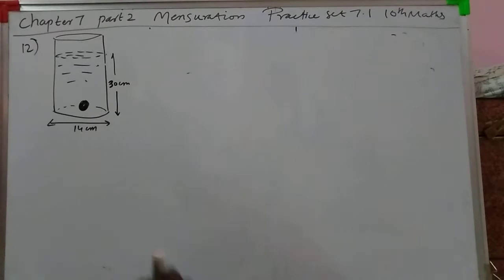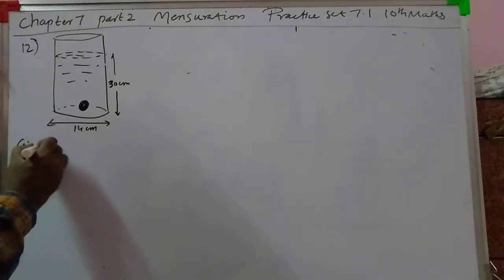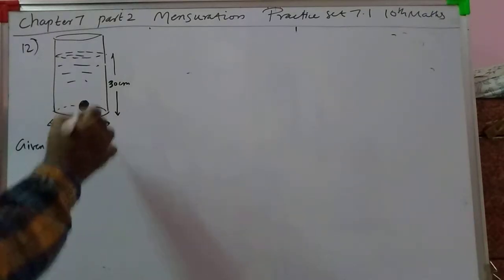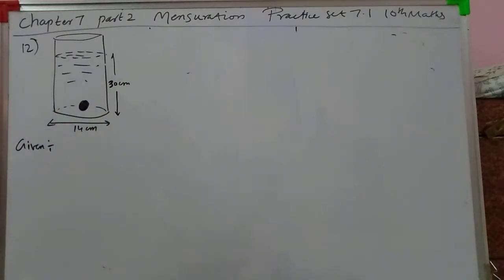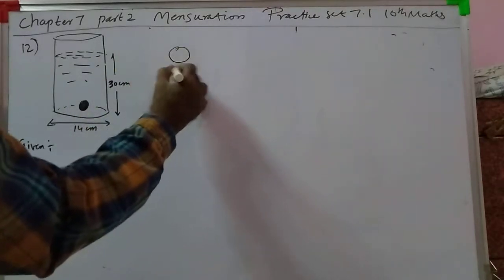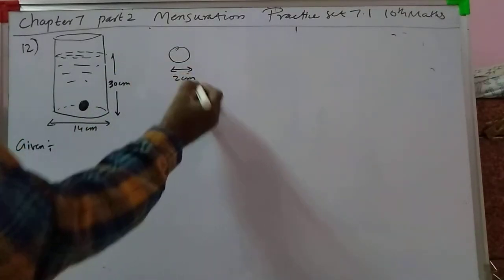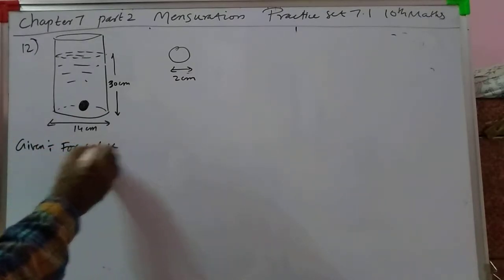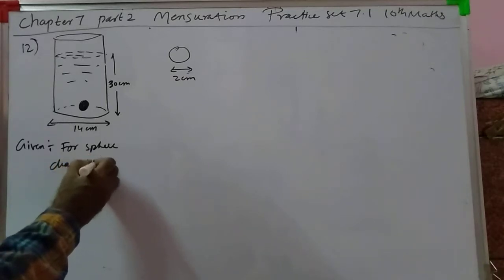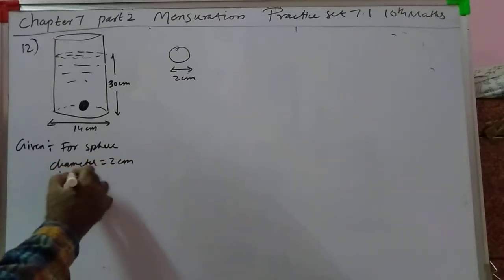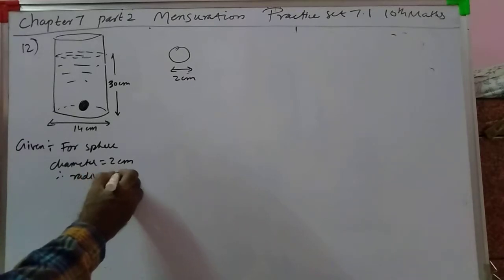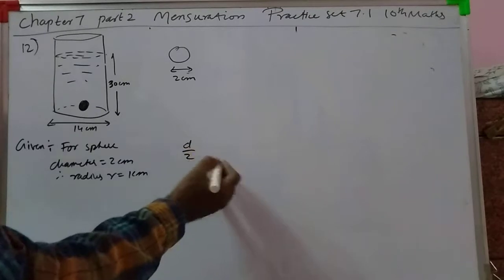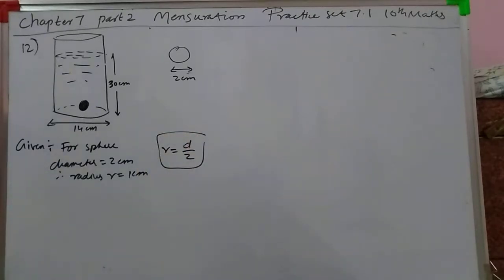So first we write what is given. Let us calculate for this sphere. The sphere is given, diameter is 2 centimeter. So for the sphere, diameter is equal to 2 centimeter. Therefore, radius r is equal to 1 centimeter, because diameter divided by 2 is the radius.